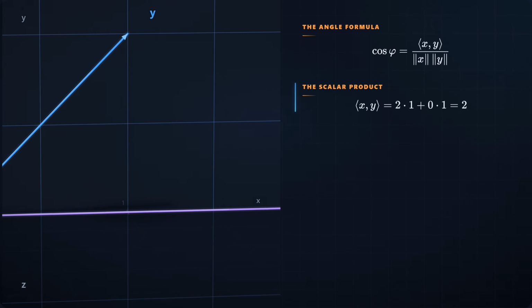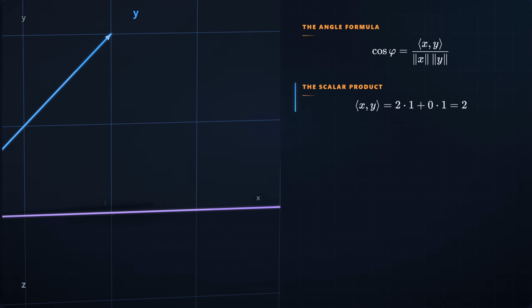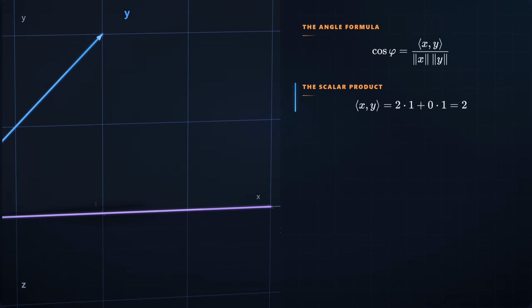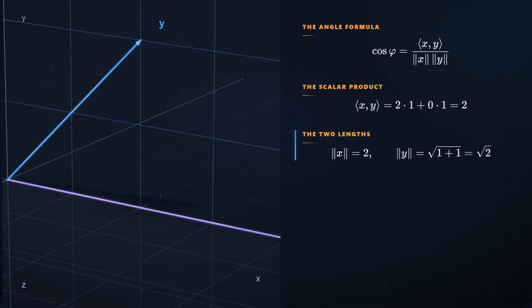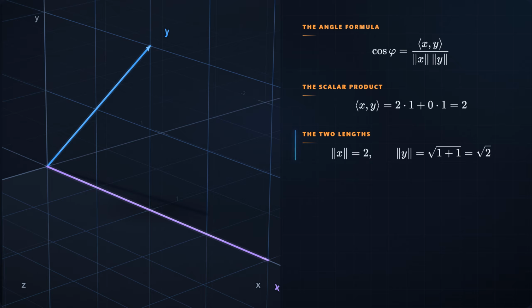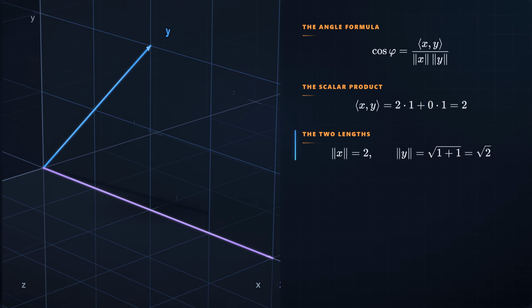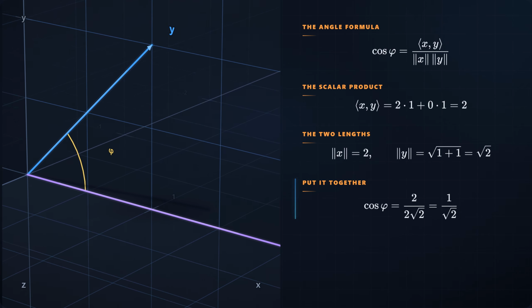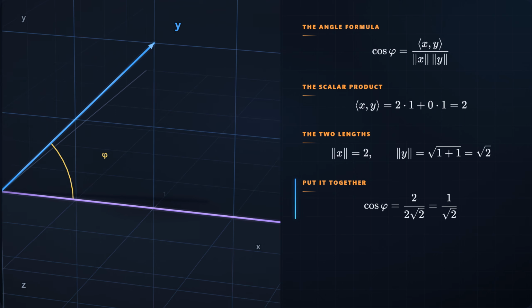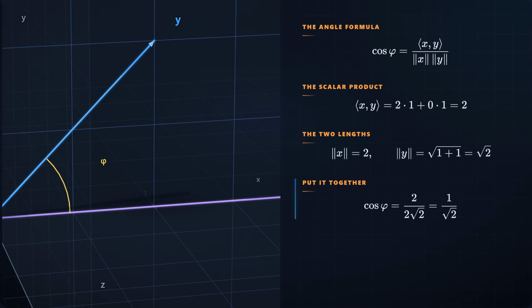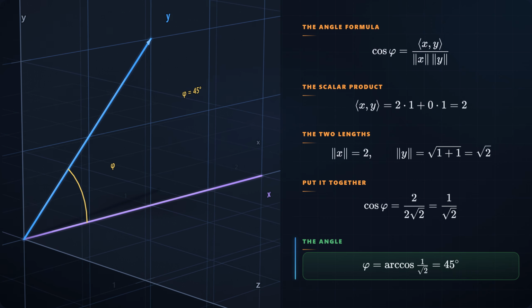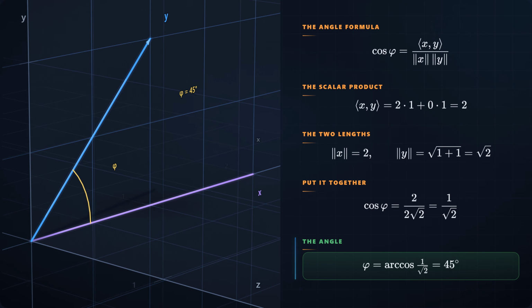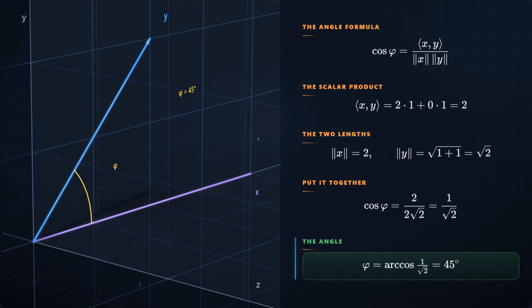So compute the pieces. The scalar product, 2 times 1 plus 0 times 1, 2. The lengths: x has length 2, and y is the root of 1 plus 1, root 2. Assemble: 2 over 2 root 2, which simplifies to 1 over root 2. And 1 over root 2 is the cosine of 45 degrees. The angle is 45 degrees, exactly what the picture shows.